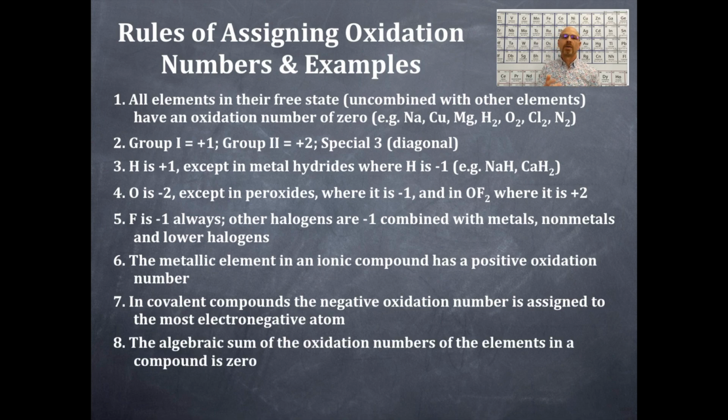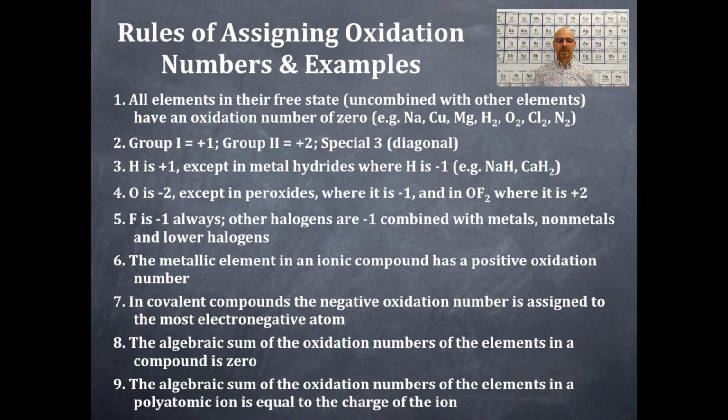Okay? Number 8. The algebraic sum of the oxidation numbers of the elements in a compound is 0. That's a very important component. The algebraic sum for number 9 of the oxidation numbers of the elements in a polyatomic ion is equal to the charge of that polyatomic ion. Okay? These are the rules for assigning oxidation numbers.